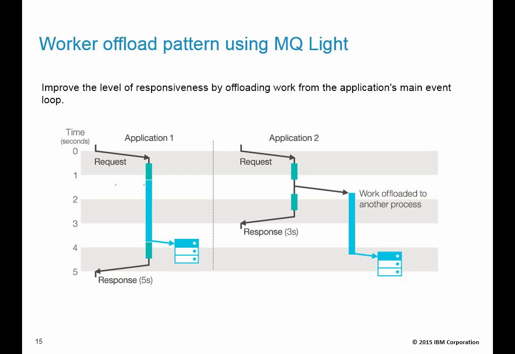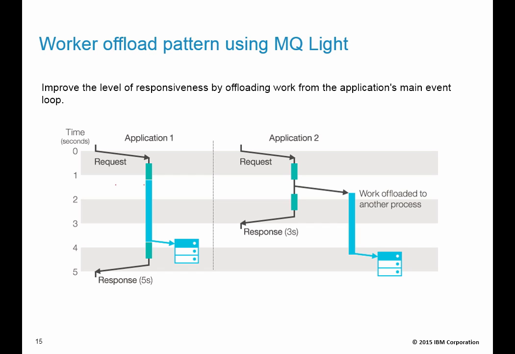MQLite can be used to improve the level of responsiveness that a user experiences when interacting with an application by offloading the work from an application's main event loop. A key factor that determines the responsiveness is the amount of time that the web server takes to process an HTTP request and a sender's response. This can lead to situations where the server can no longer keep up with the rate at which new requests arrive and the web applications become unusable.